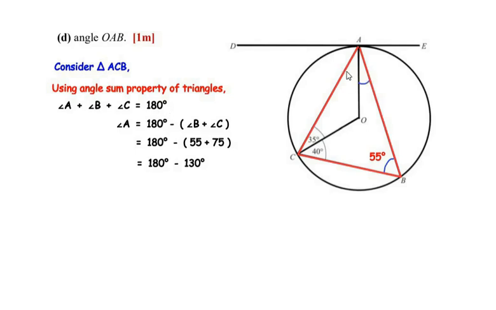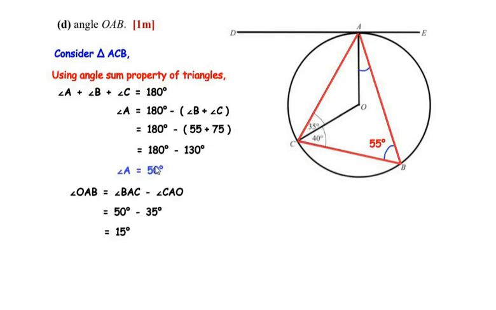Now since we are trying to find out the value of angle A, we have taken angle B plus angle C on the other side of the equal sign, giving us angle A is equal to 180 minus (angle B plus angle C). So here we get 180 minus (angle B is 55 and angle C is 75). So 55 plus 75 is going to give us 130. So angle A is going to be 180 minus 130, which is equal to 50 degrees.